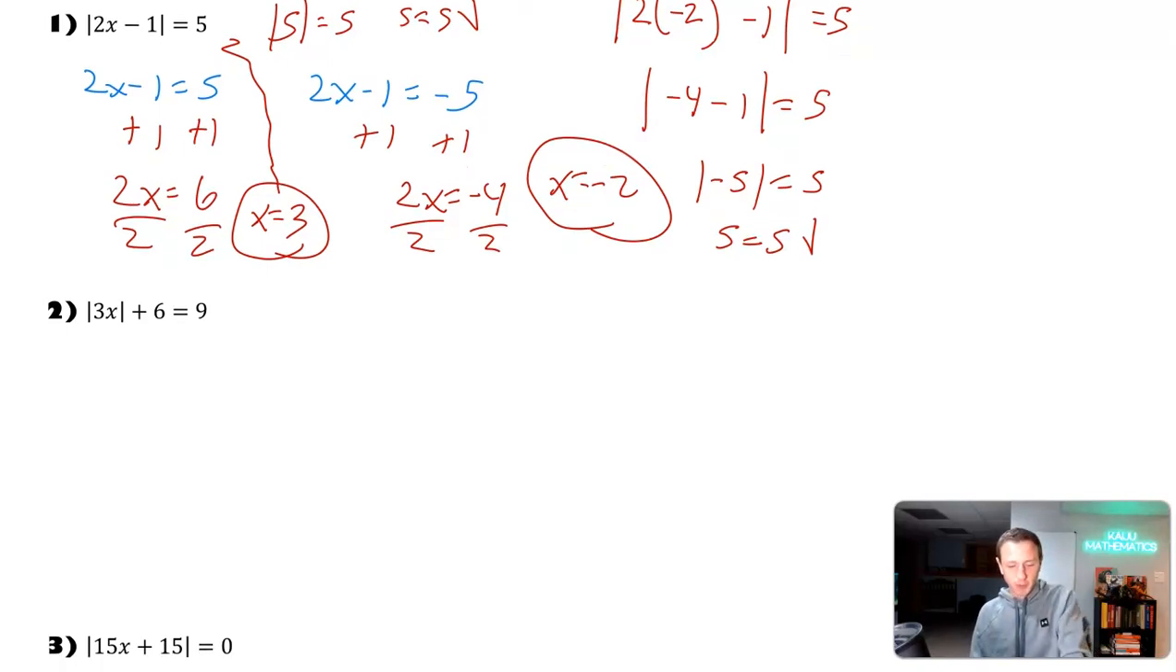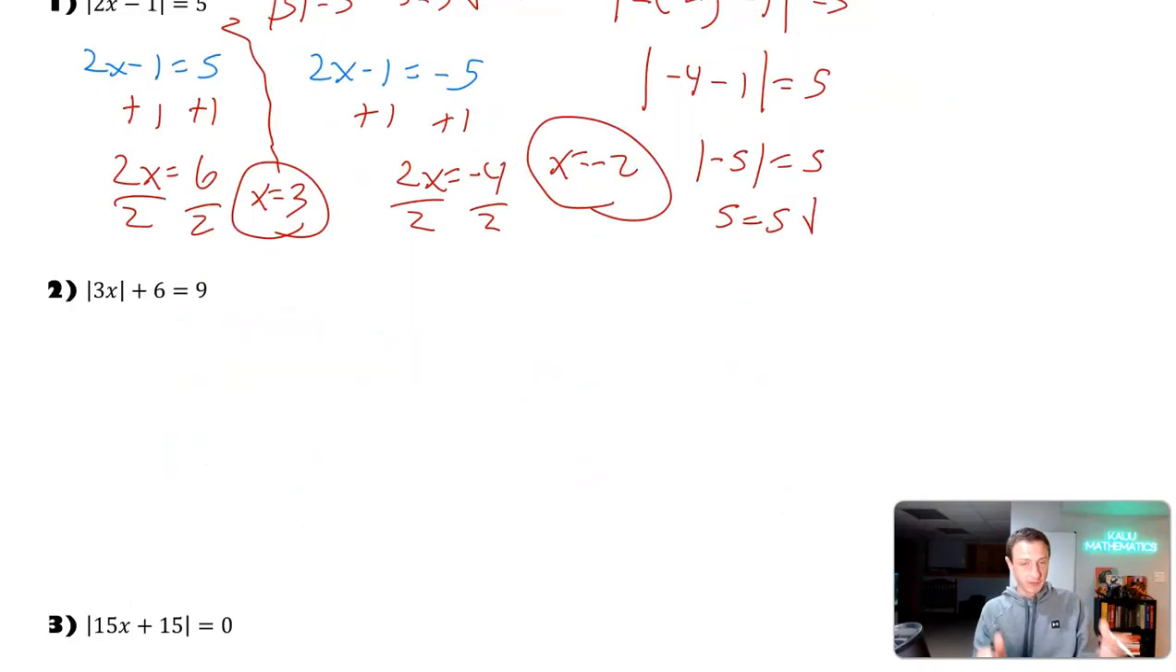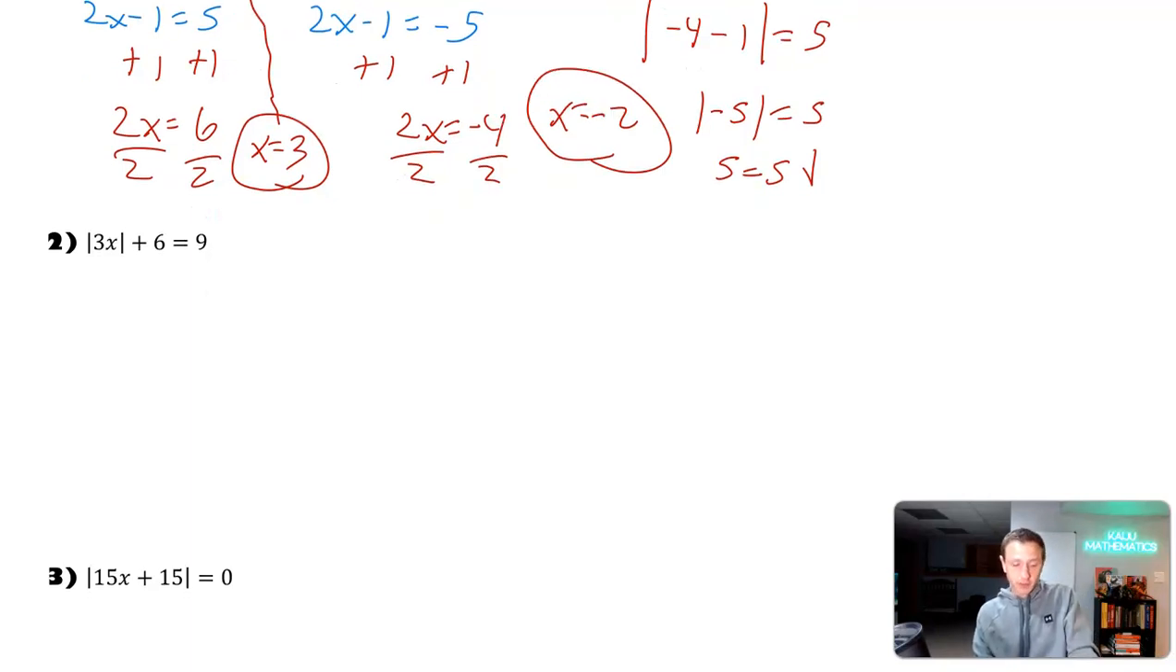The one key component, though, that you want to keep in mind is when we set it equal to the a and the negative a. The important piece you want to make sure you're following is that the absolute value needs to be by itself before you do that second step of setting it equal to a and negative a. So on number 2, the absolute value is not by itself. I want to subtract 6 from both sides.